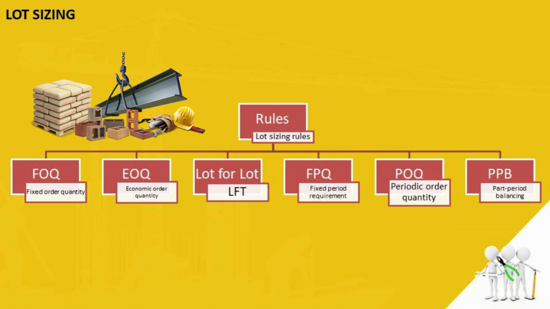See, the EOQ method is preferable when relatively constant independent demand exists. It is a statistical technique which uses averages, whereas the MRP procedure assumes known demand reflected in the master production schedule. Then we have lot for lot.